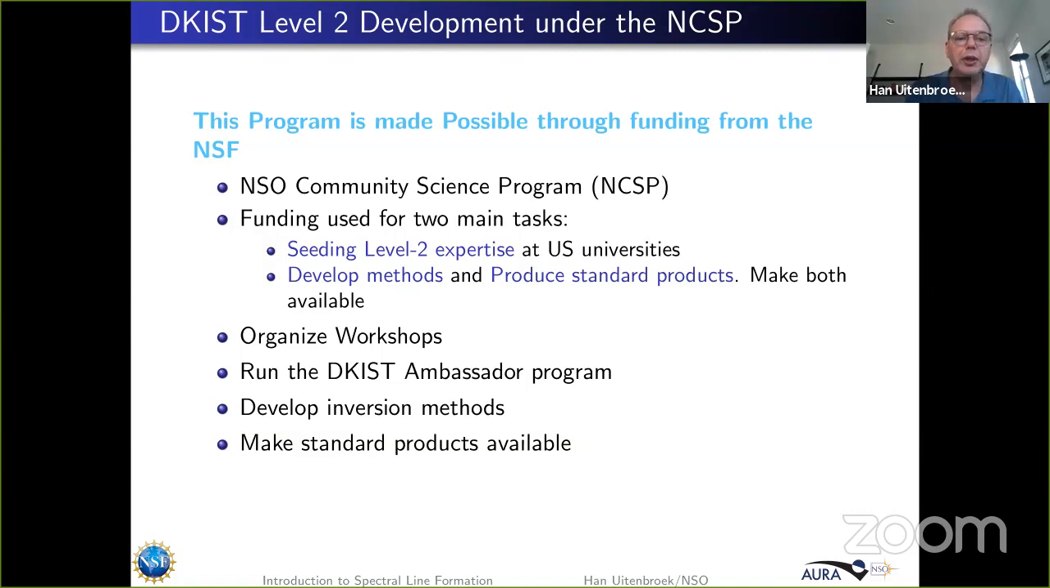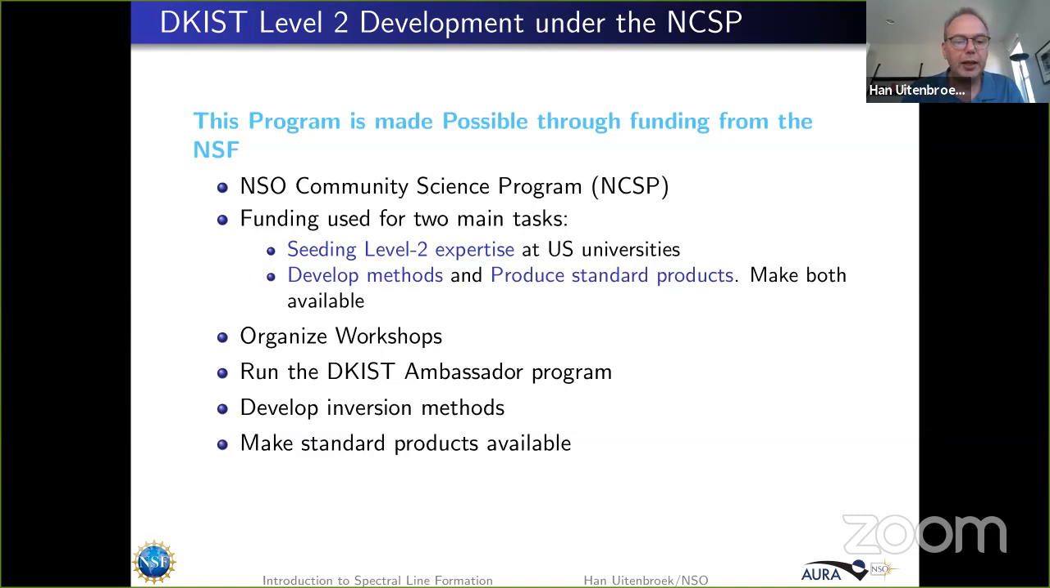The way we do this seeding of level 2 expertise is we organize workshops like these. We run the DKIST Ambassador Program, in which we offer shared funding for a number of PhD and graduate students and postdocs at different US institutions so that they can spend their time writing proposals, doing DKIST observations, and doing level 2 production of data. And hopefully some of their results and methods will be made available to the wider community.